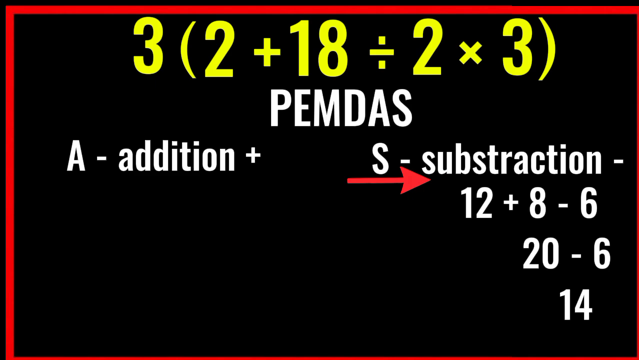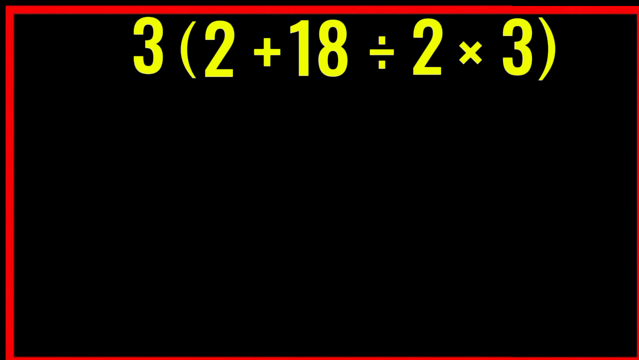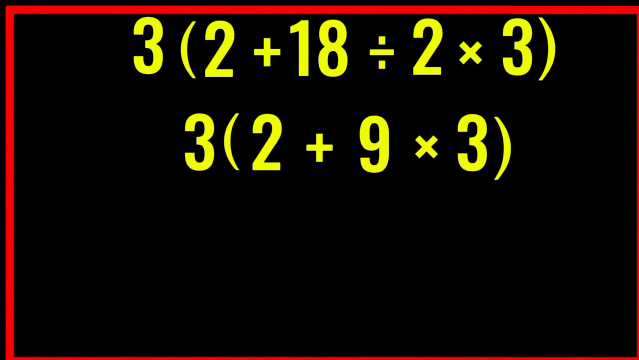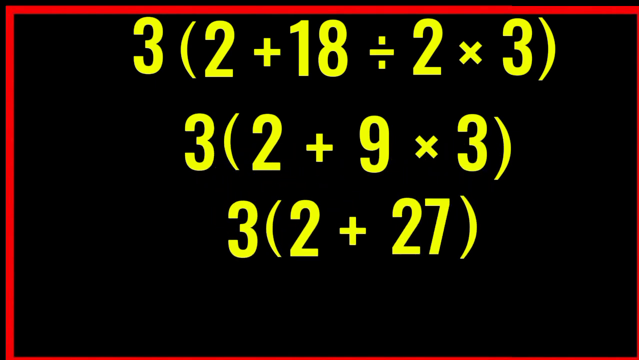Now, let's go back to our original question. 3 multiplied by the quantity 2 plus 18 divided by 2 multiplied by 3. The first thing we do is work inside the parentheses. Inside the parentheses we have 2 plus 18 divided by 2 multiplied by 3. According to PEMDAS, we perform division and multiplication first, moving from left to right. 18 divided by 2 equals 9. Now we have 2 plus 9 multiplied by 3. Next, 9 multiplied by 3 equals 27. Now the expression becomes 3 multiplied by the quantity 2 plus 27.